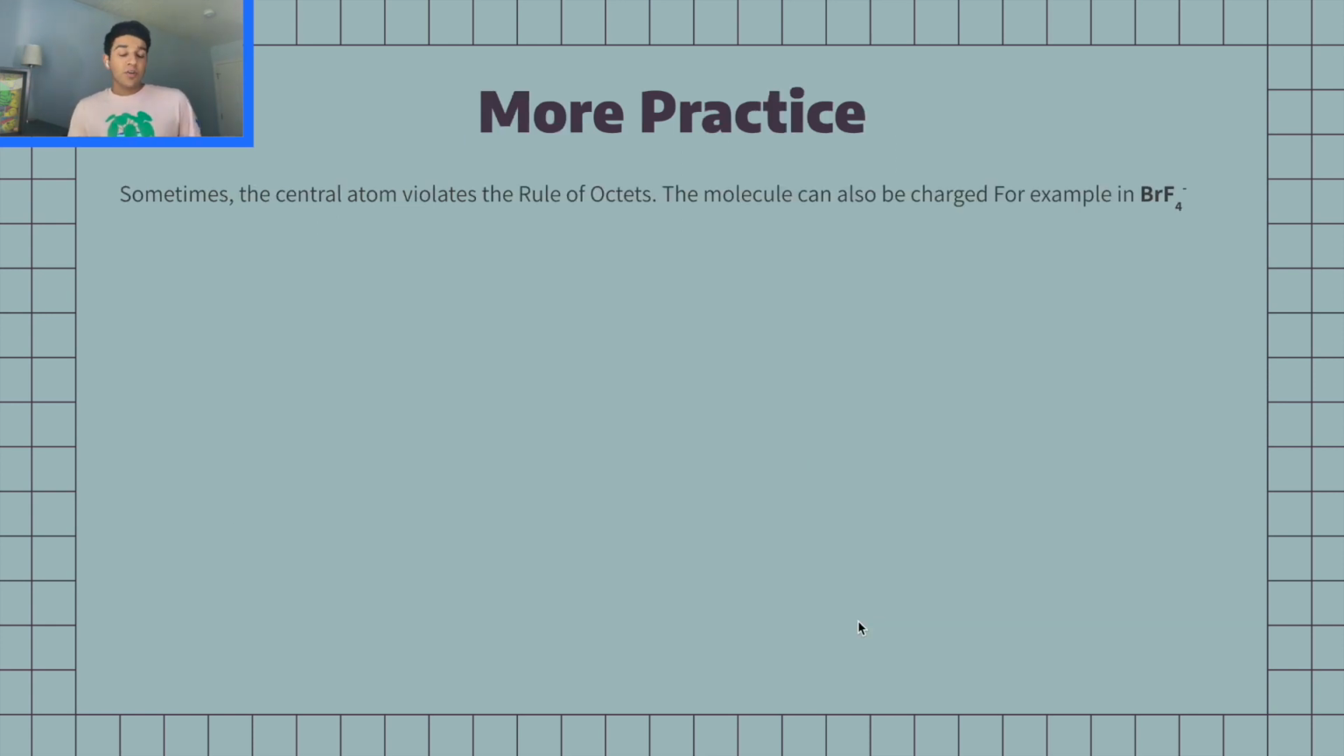Next up, we're going to make a Lewis diagram for BrF4-. Now, the minus might be a bit daunting, but all you do with that is add it to the sum of all the valence electrons.